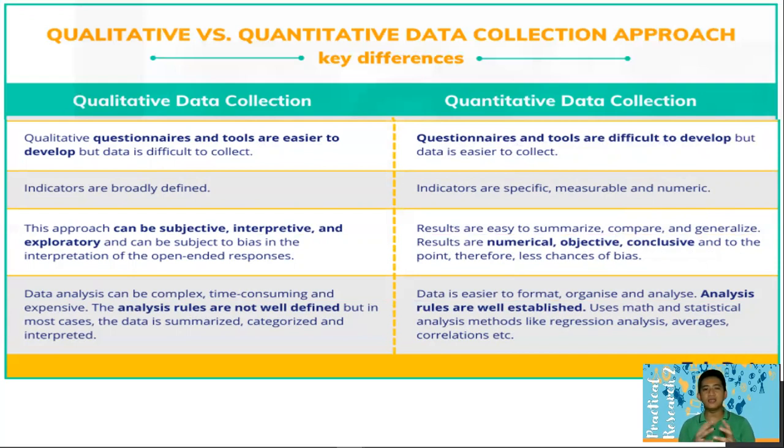Analysis rules are very established because we are going to use statistics, and it's very easier for us to do it now using our computers, using our applications such as the SPSS and or the Microsoft Excel. The use of math and statistical analysis methods like regression analysis, averages, correlations, etc. can be found on the softwares that I have mentioned. Again, let's reflect on all of these differences, key differences of quantitative and qualitative research.